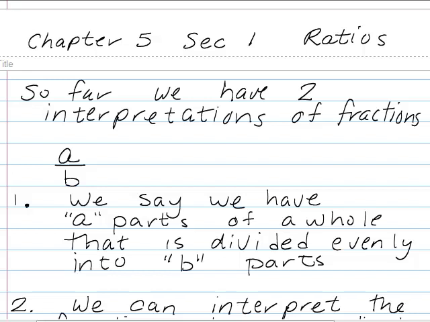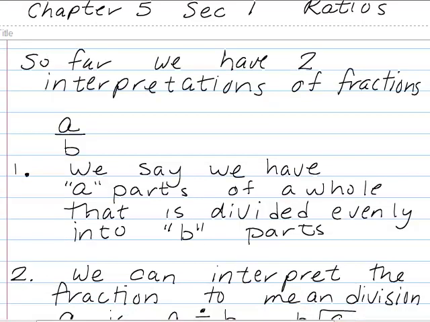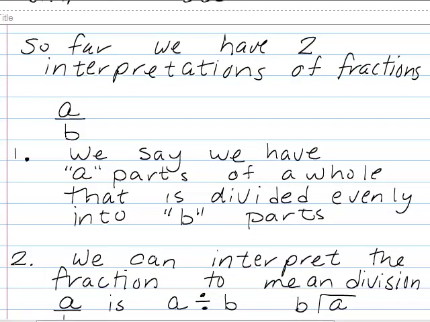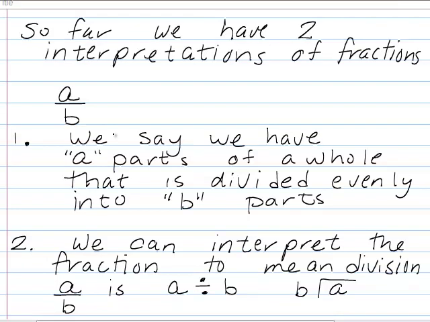This is Chapter 5, Section 1, Ratios. So far, we have had two different interpretations of the meaning of a fraction. If we had something like A over B, where A is our numerator and B is our denominator, this is a fraction, and we say that we have A parts of a whole that is divided evenly into B parts. That means our denominator is the number of parts we've cut the whole piece into, and A is how many of those parts we have. That's one interpretation of fractions that we have talked about so far.